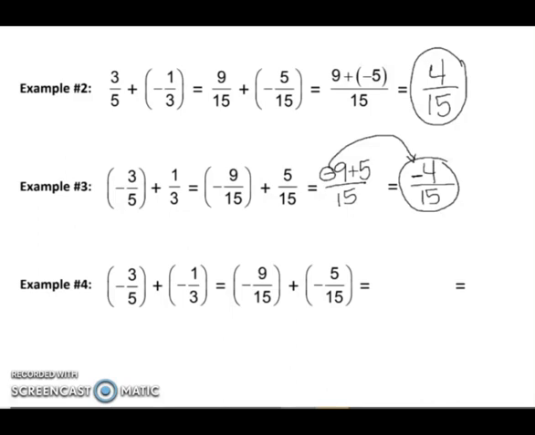Example number 4, both of these are negative. Common denominator is 15. I'm going to add negative 9 plus negative 5. Since those have the same signs, they will just be added together, and I keep the sign. So I have negative 14/15. That does not reduce, so that is my answer.